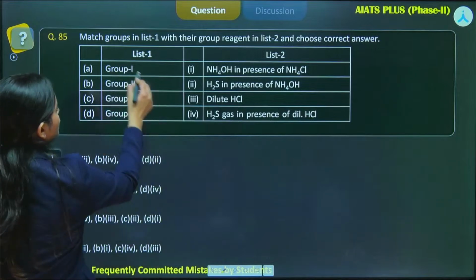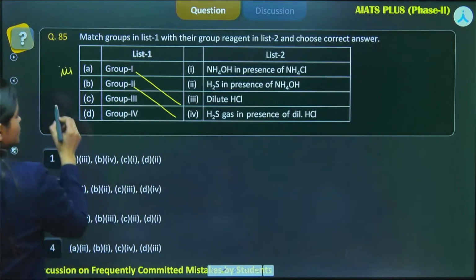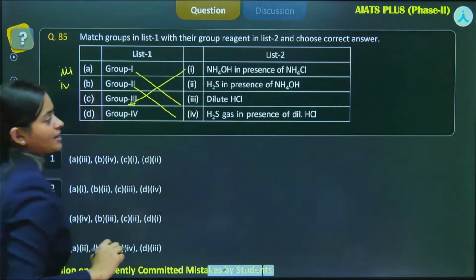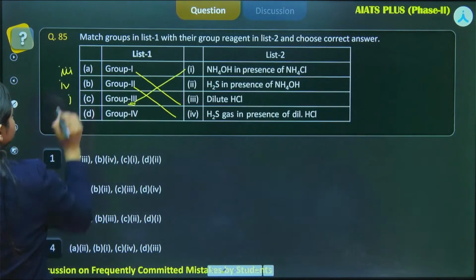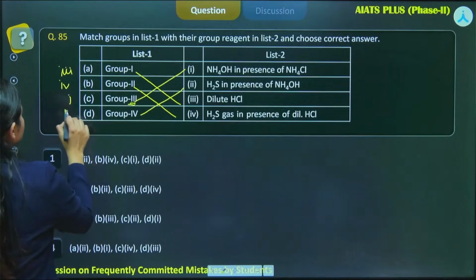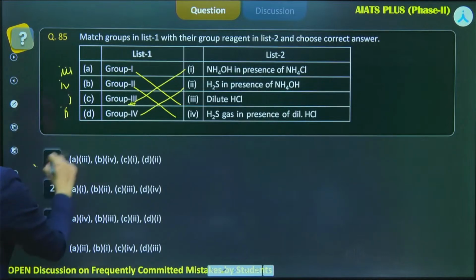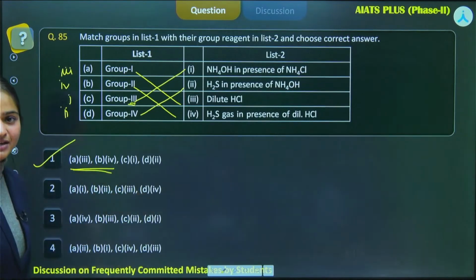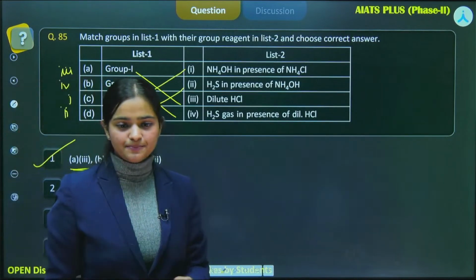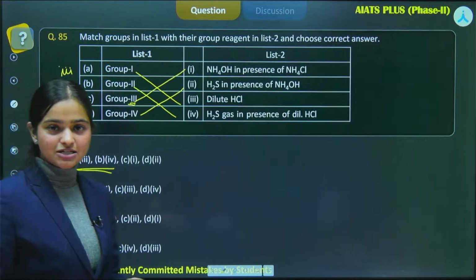So group 1 was dilute HCl. Group 2 was H2S in the presence of HCl. Group 3 was ammonium hydroxide and ammonium chloride, and group 4 was H2S in the presence of NH4OH. According to the options A3, B4, C1, D2, this is the only option which has A3, B4, right? So you could have got it from group 1, group 2 only. Now option 1 is the correct option. Okay? So now I hope I have answered your question.